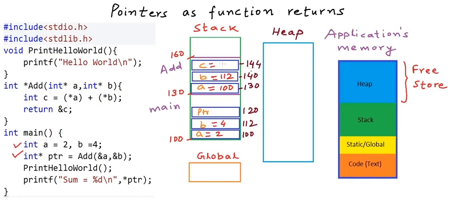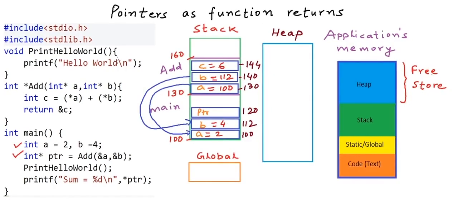Now c is calculated as *a plus *b. a is pointing to this location and b is pointing to this location. *a is the value at the address stored in a and *b is the value at the address stored in b. So this c will be 6 here. These two values will be added. Now this add function will return the address of its local variable c, which is 144, and finish its execution. So this ptr will be 144, and now the memory that is allocated to the add function will be deallocated.